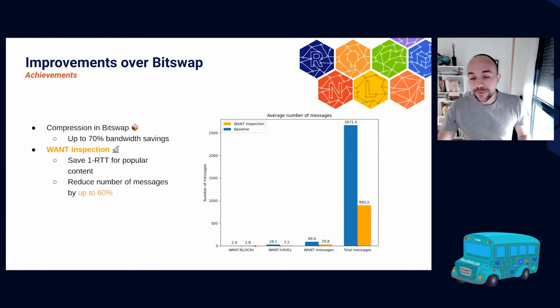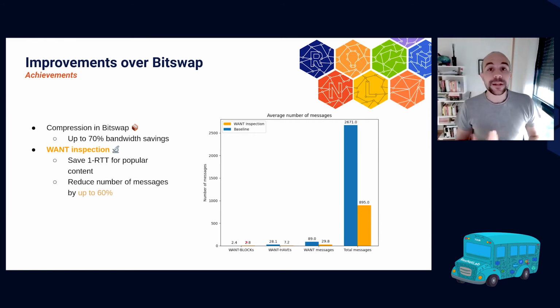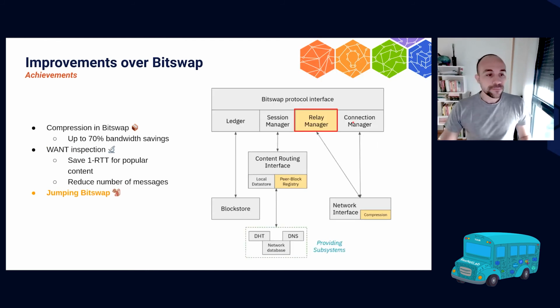We see that we only slightly improve the number of want-blocks, because we're sending want-blocks and we may fail. I mean, at one point, we may send a want-block to someone that doesn't have the content, but this will be a penalization of just one RTT from this first stage. But we see that this prototype not only made us save one RTT for popular content, but also achieve savings in the number of messages exchanged.